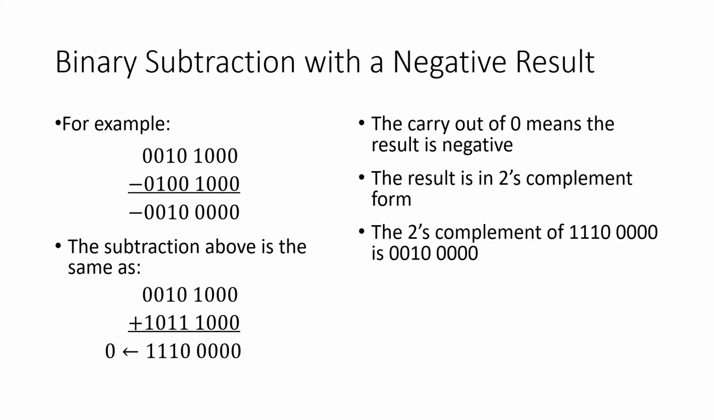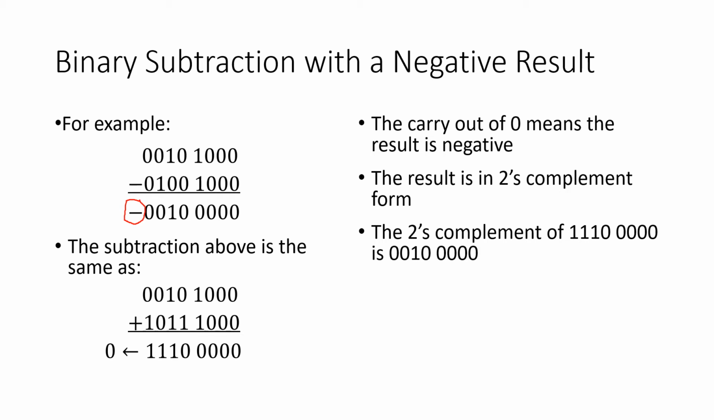Let's look at an example when we end up with a negative result. In this case, we're going to subtract 0100 1000 from 0010 1000. Now, when we subtract a larger number from a smaller number, what we do is simply reverse the subtrahend and minuend, perform the subtraction, and put a negative sign in front of the result.